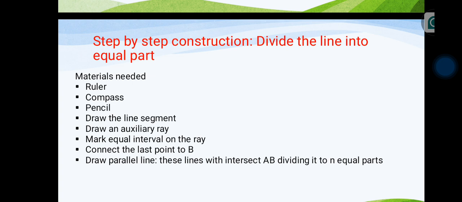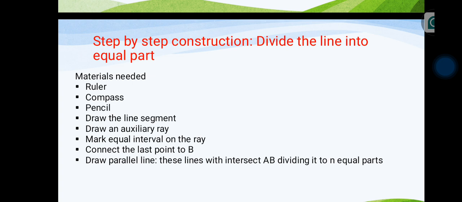Then you draw what? An auxiliary ray across it. Then you use your pair of compasses from the angle, let's say angle 30. You mark the segment in equal parts. So you mark equal intervals on the ray. The marking will be on the ray equally.